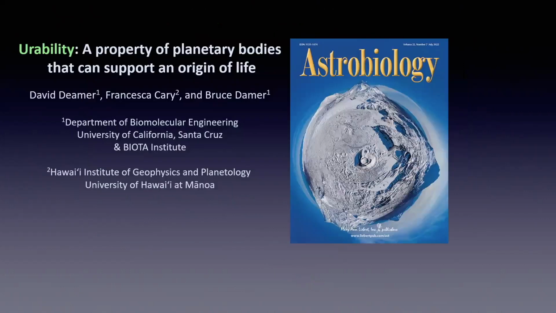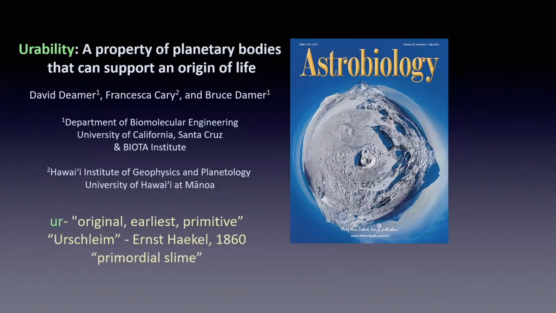Next slide. So this is published with Bruce and myself and Francesca Carey, who joined us in the writing effort. And the title of the paper is A Property of Planetary Bodies That Can Support an Origin of Life. It was published in July of this year, and you can see the cover of the astrobiology issue.